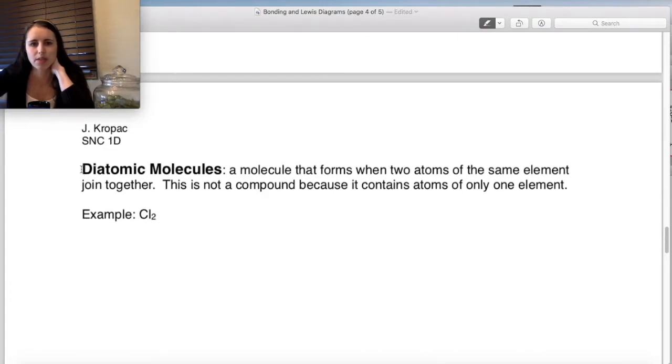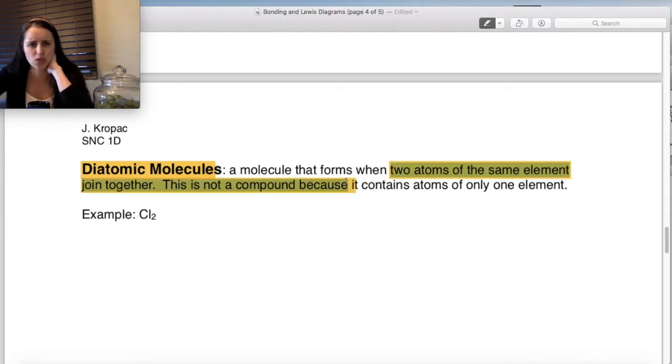So a diatomic molecule is a molecule that forms when we have 2 atoms of the same element. So we're going to have 2 atoms of the same element joined together. What we're doing in a diatomic molecule is we are trying to make it stable. There's a bunch of elements that are very unstable when they're by themselves. So a diatomic element means that it's going to come together to become stable.